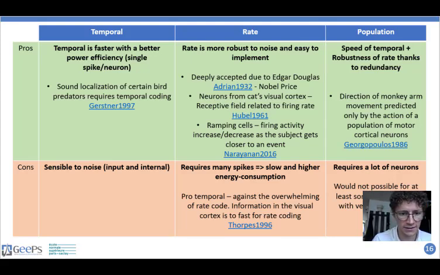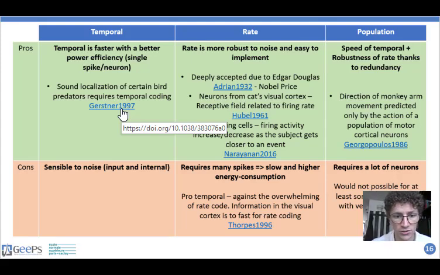Plus, there are well-known ramping cells, which are neurons known for having a firing rate relative to an event. So the closer the event, the higher the frequency. So there are a lot of different papers supporting the rate code, but there are also papers like the one from Gessner in 1997, dealing with sound localization of certain bird predators. Because of the extremely short amount of time required for localization, this suggests a temporal code, as the rate code would be too slow.